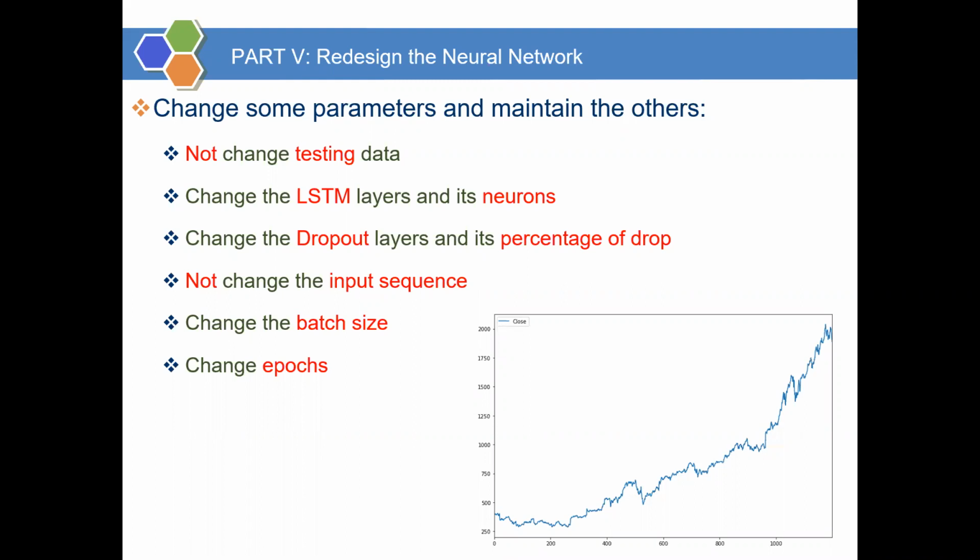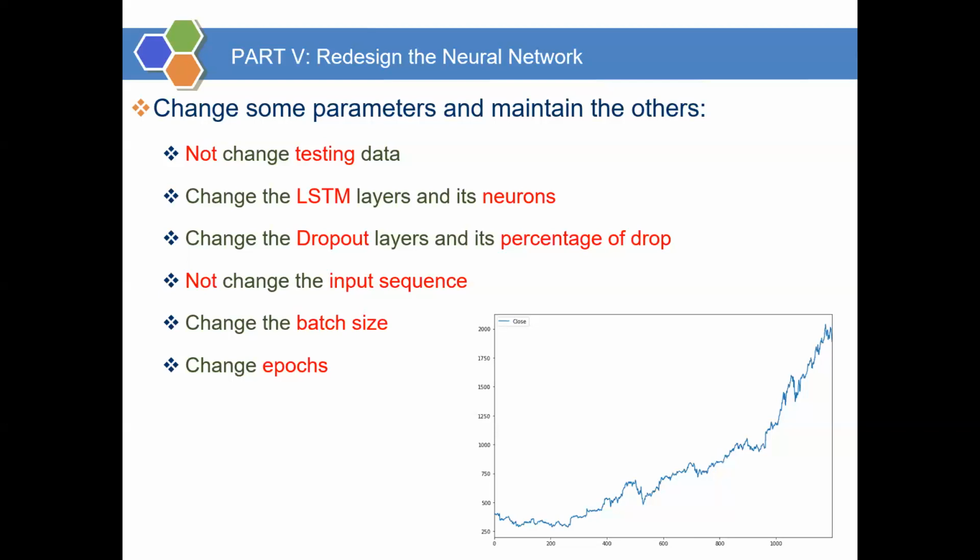Part 5, redesign the neural network. I redesigned the neural network built in part 4 to achieve a network with better performance by changing some parameters as explained here. Since the objective was to improve the performance of the previous network, I did not change the testing and training data. Therefore, the percentage of data for testing was kept at 15% throughout the redesigning process.